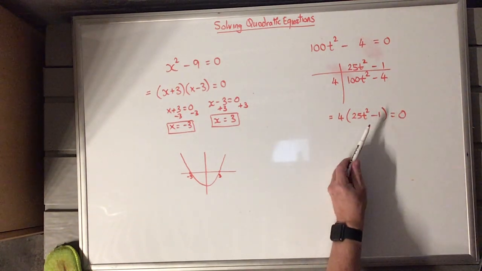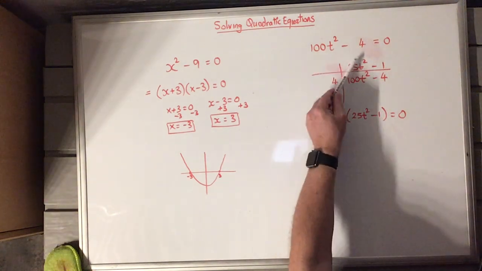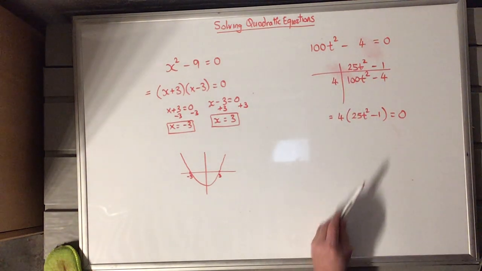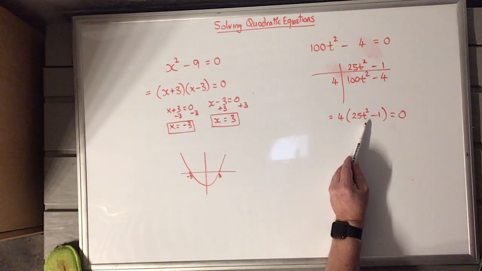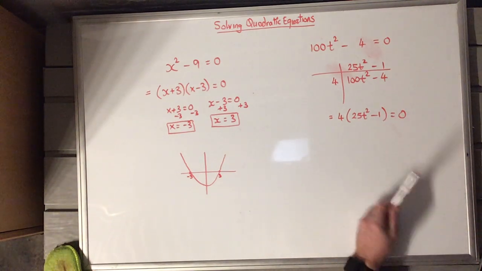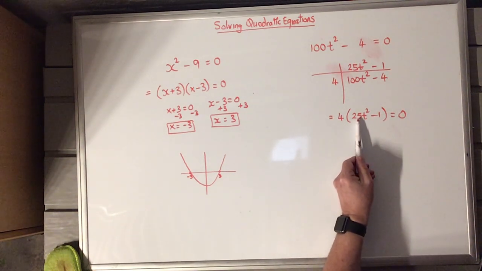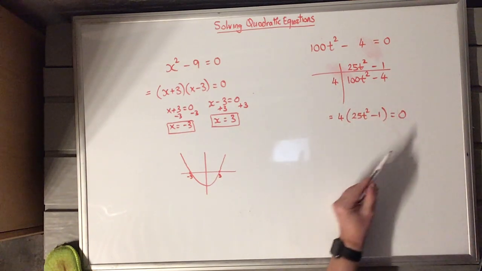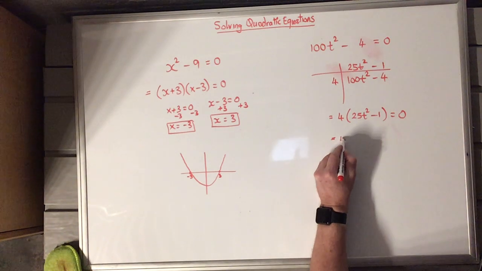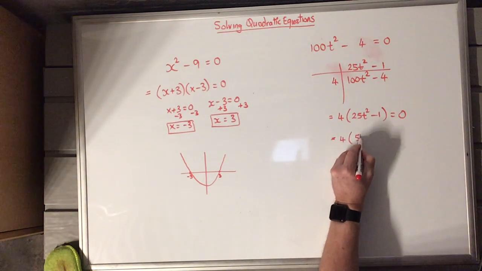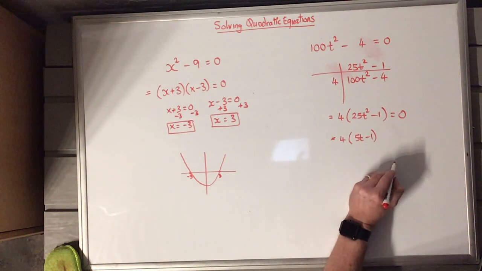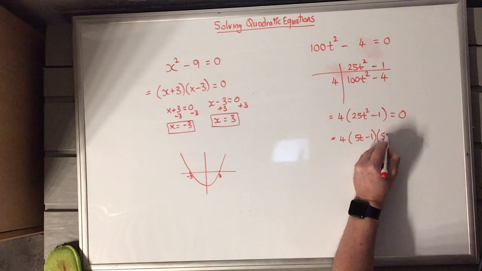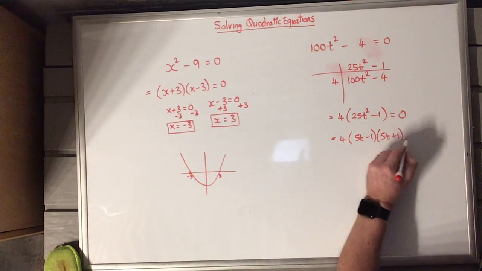So we had to factorise this one at the start because we had 4 in common. Let's check the bracket. Second step, is it a difference of 2 squares? Yes, it is. 25 is a square number, t squared is obviously squared, and 1 is a square number. So without any working, we can write down 5t minus 1, 5t plus 1 equal to 0.